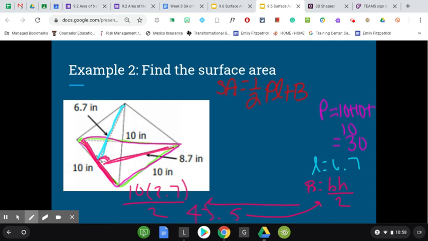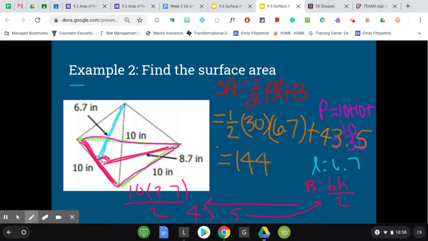Okay, so let's calculate this out. So we have 1/2 times the perimeter, which is 30, times the slant height, which is 6.7, plus the area of the base, which is 43.5. Again, sorry I had to write over those numbers, but I'm trying to write big because I feel like when I write big, the handwriting looks a little bit better. All right, let me calculate that out real quick. And I get 144, exactly, no decimal or anything. So the answer here would be 144.